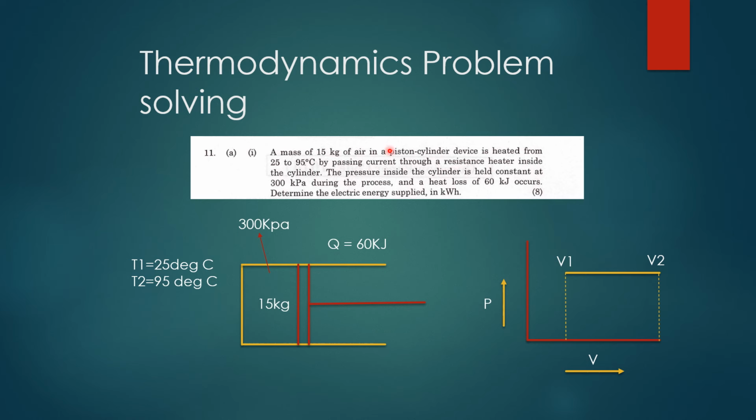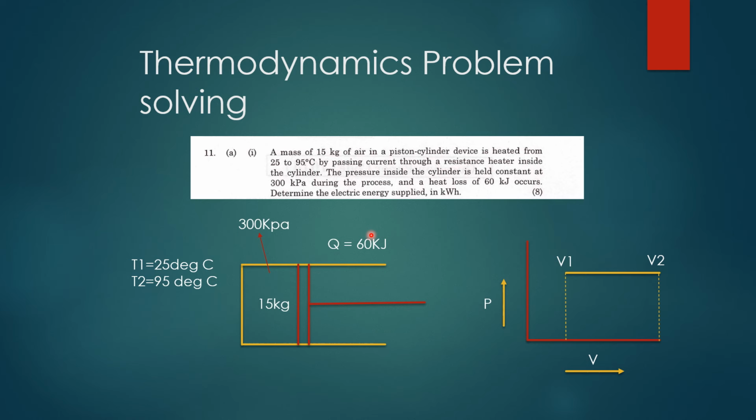Good evening. Today we will see how to solve one of the problems in the last year thermodynamic question paper. The question is like this. A mass of 15 kg of air in a piston cylinder device is heated from 25 to 95 degrees Celsius by passing current through a resistance heater inside the cylinder. The pressure inside the cylinder is held constant at 300 kPa during the process and a heat loss of 60 kJ occurs. Determine the electric energy supplied in kilowatt hour.